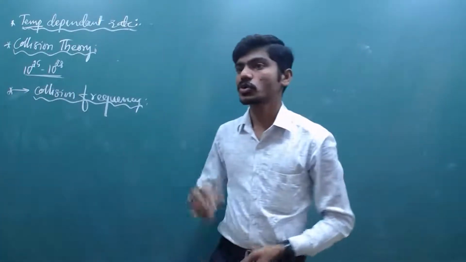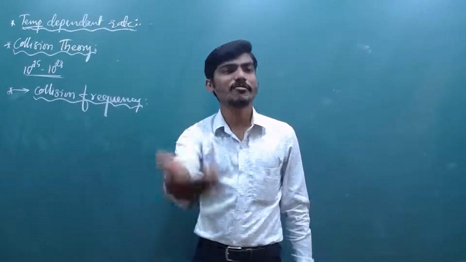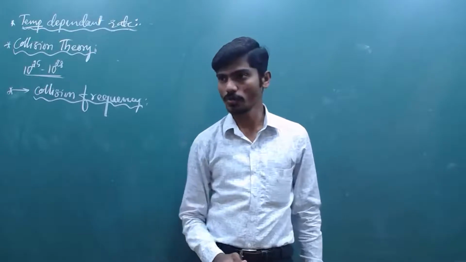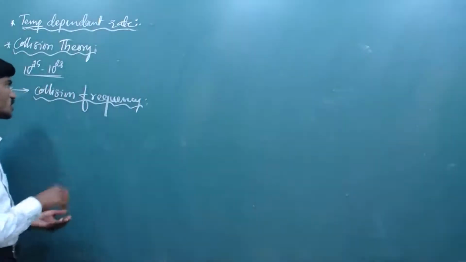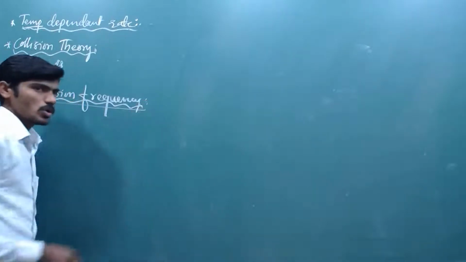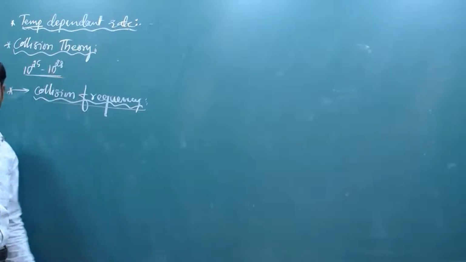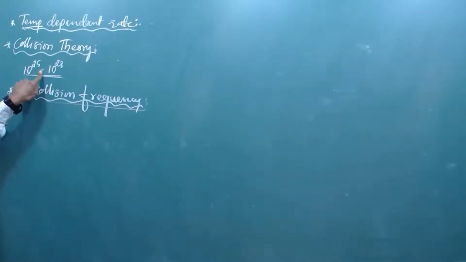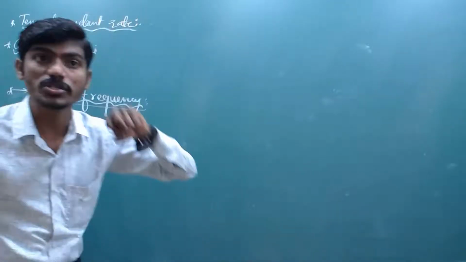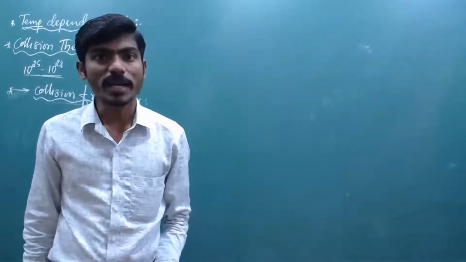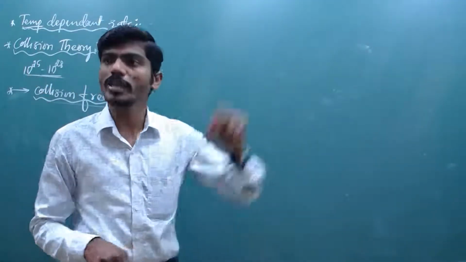So here, that means collision frequency must be more. Collision frequency is nothing but the number of collisions taking place per unit volume and per second. For an ordinary reaction at a particular temperature, at ordinary temperatures, the collision frequency is in the order of 10^25 to 10^28. Even though the reaction is slow, that indicates these collisions are ineffective in producing the product.